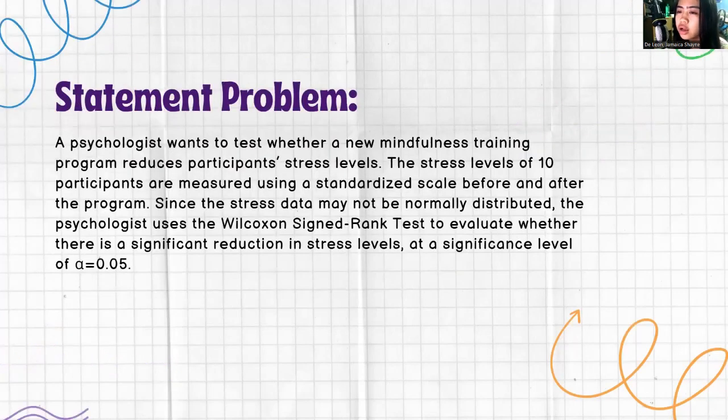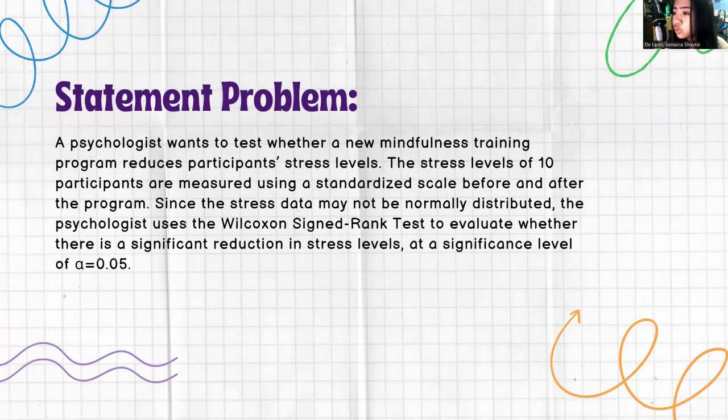Let's look at the problem statement we're going to solve. A psychologist wants to test whether a new mindfulness training program reduces participants' stress levels. The stress levels of 10 participants are measured using a standardized scale before and after the program. Since the stress data may not be normally distributed, the psychologist uses the Wilcoxon signed-rank test to evaluate whether there is a significant reduction in stress levels at the significance level of alpha equals 0.05.